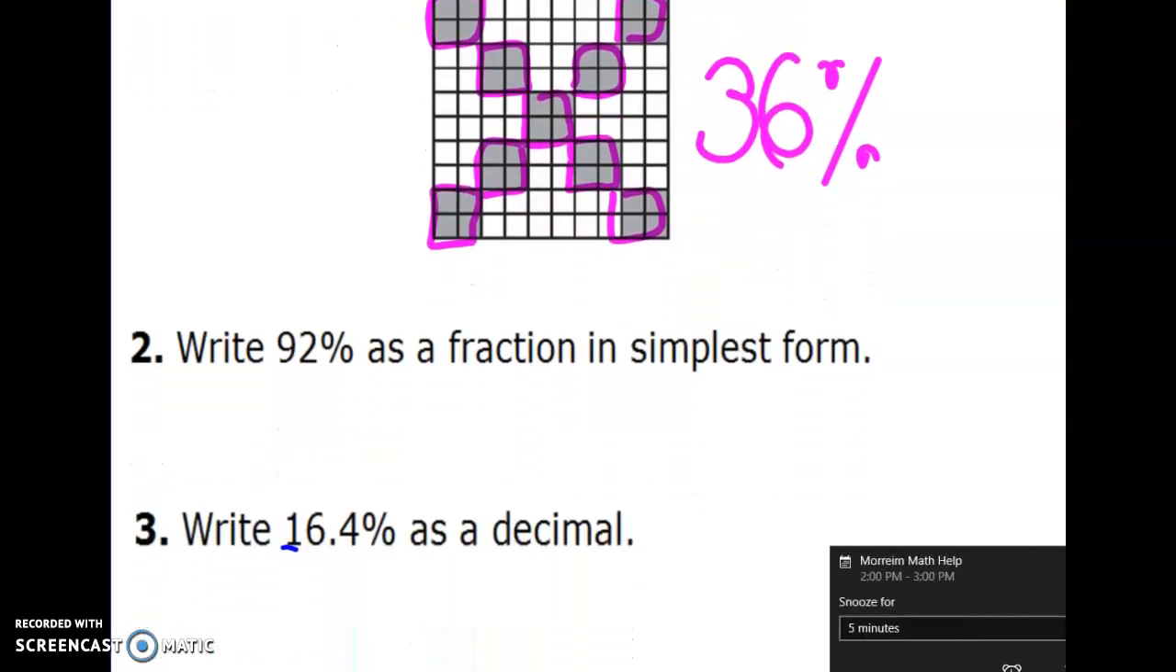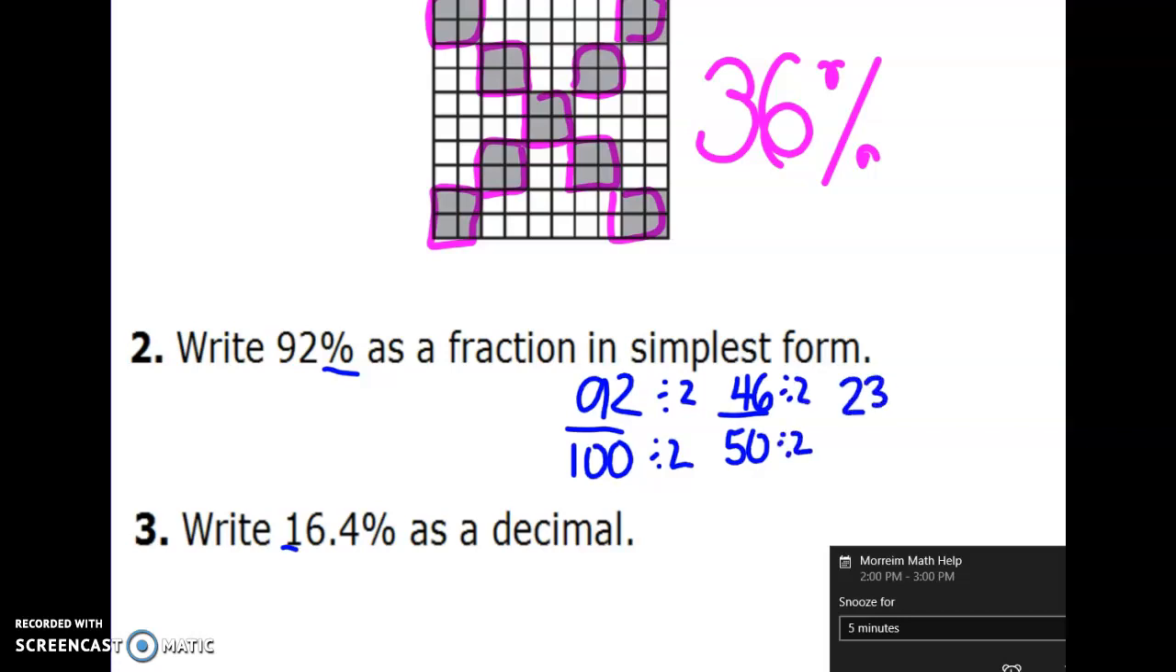Okay, sorry about that. The next one, writing 92% as a fraction in simplest form. Percent means out of what? Yep, out of 100. So 92% is 92 out of 100. I can start by dividing these both by 2, and I would get 46 50ths. If I were to reduce that a little bit, I can divide it by 2 once again and get 23 25ths, which would be my amount in lowest terms.